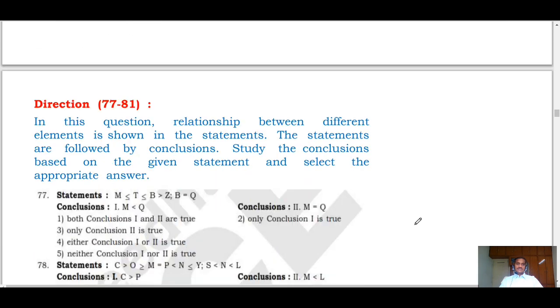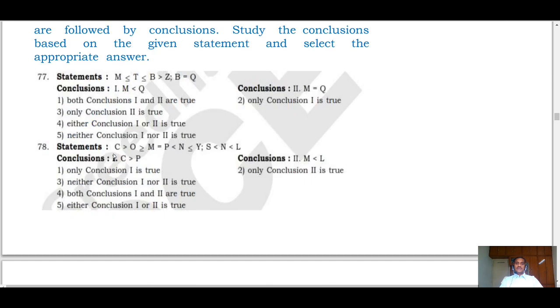Now in this 77 to 81, they are based on what? They are based on coded inequalities. Now question number 77, M and Q. M is here, Q is here. Now B equals Q means in the place of B, we can take it as Q. Between M and Q, M is either lesser than or equals to Q. Either 1 or 2, that is the choice for 77.